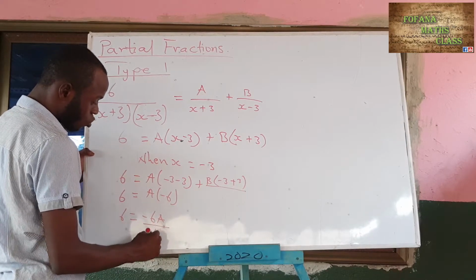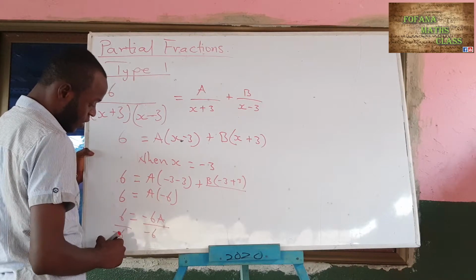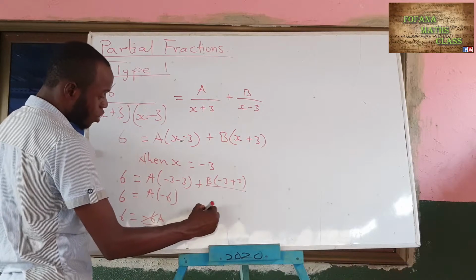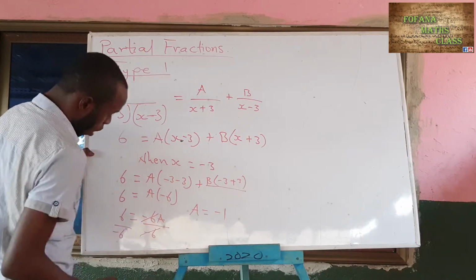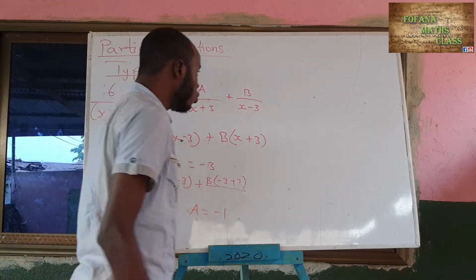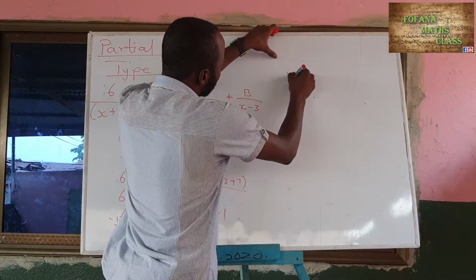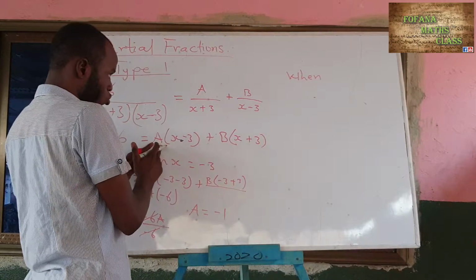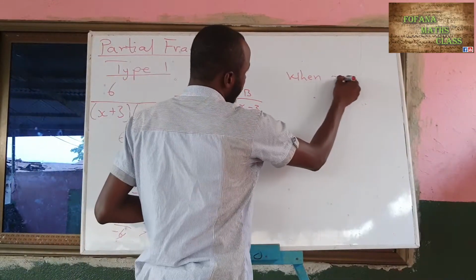Now we want our a, so we divide both sides by negative 6. This negative 6 will cancel this negative 6, and we will have a equal to negative 1. So after doing this, we set the other variable to 0 too. We will have to set a to 0.